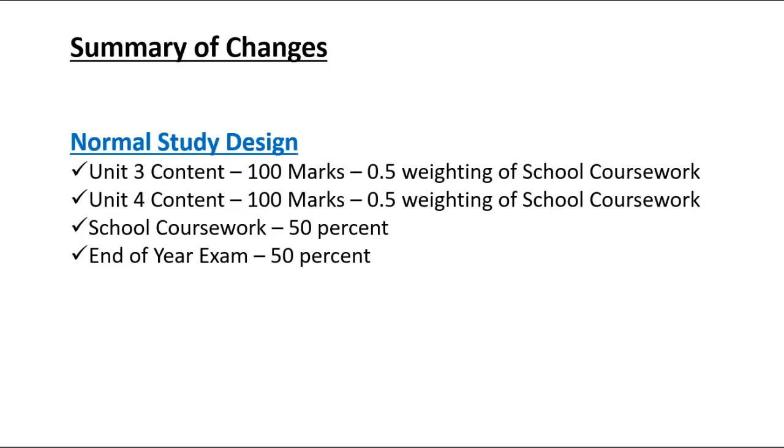The 0.5 weighting of the coursework between Unit 3 and Unit 4 means that 0.5 of 50% is 25%. So that's essentially the contribution of Unit 3 towards the end of year study score, and 25% of Unit 4 also goes towards your study score at the end of year. So that's how a normal study design would work before the changes that have been put in place by VCAA in the last 24 hours.